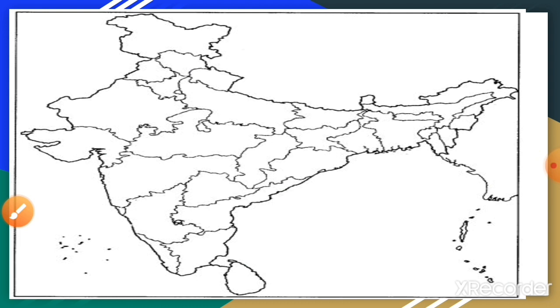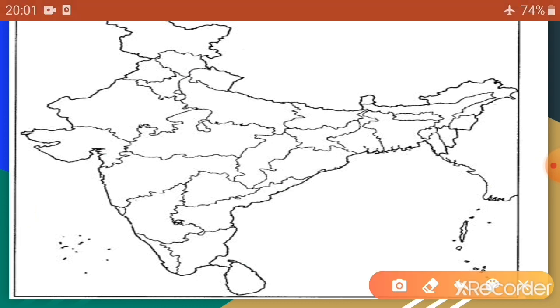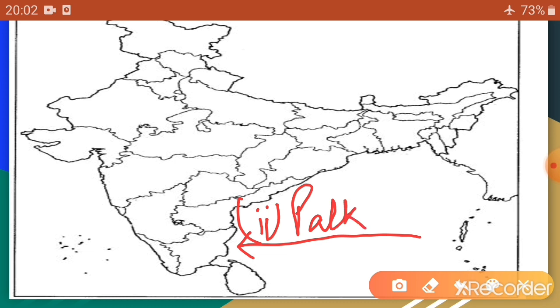I'll take another map. Yes. Now I'll locate first thing. I'll draw an arrow. Very good. We are going to draw an arrow. Now what we have to do? We have to write the question number, name the strait. What is it? Park Strait.